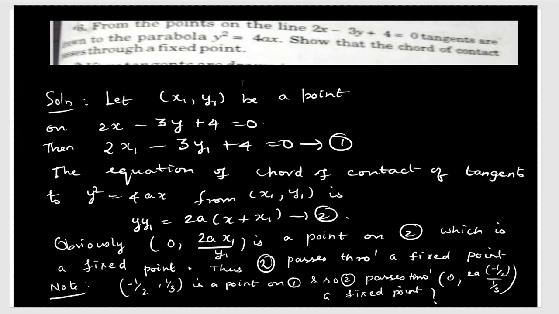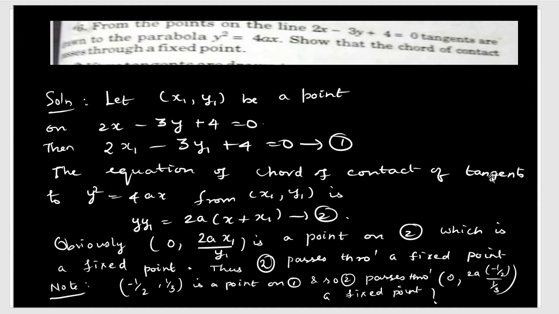Then let x1, y1 be a point, some point, a fixed point on this. So in particular, -1/2, 1/3 will be a point on this. When you substitute -1/2 for x and 1/3 for y, this equation gets satisfied. So it is obviously a point. So instead of saying particularly what it is, we just take x1, y1. So it's a fixed point that we consider. So that lies on this line, that is equation 1.